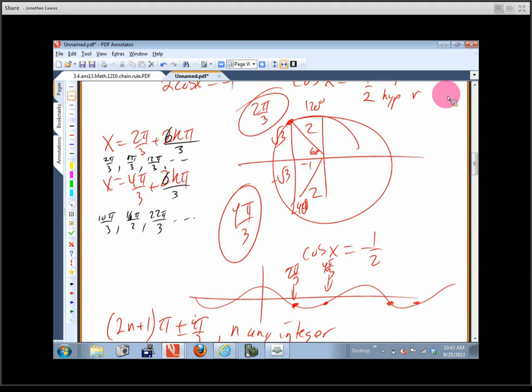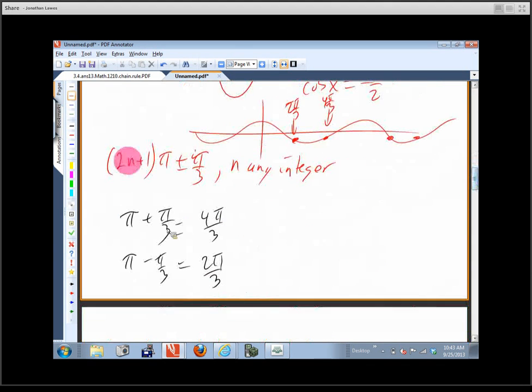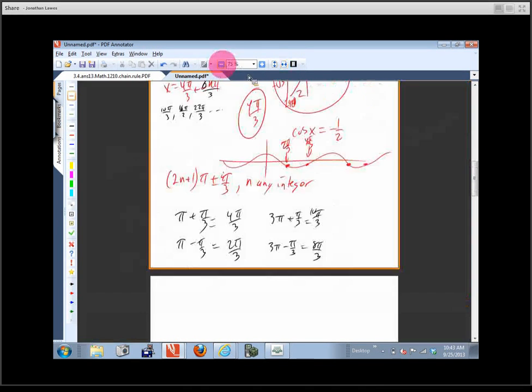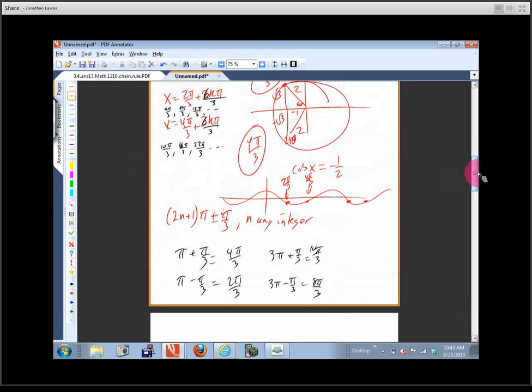Let me do one more. Let's plug in a 1. You plug in a 1, what do you get out of this? You get 3 pi, and then you add pi thirds, and then you subtract pi thirds, right? So in thirds, that's going to be 9 thirds, so this is going to be 10 pi thirds. 9 thirds subtract, so that's going to be 8 pi thirds. Those are the same answers that we got up above, right? It's the same list.